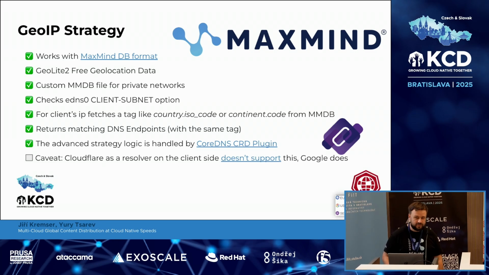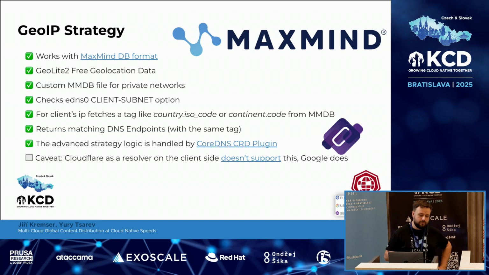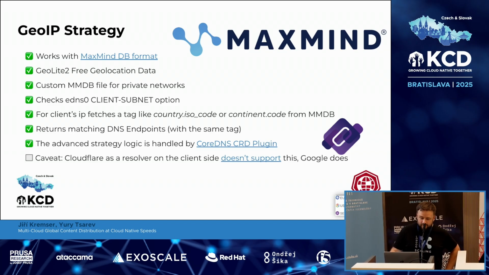GeoIP is the most advanced strategy, and it works with a database from MaxMind. It's a sparse format optimized for IP lookup, and it returns metadata with geolocation, like where the IP is located. But it needs to be updated because IPs are rotated, right? And it works with something called the EDNS 0 client subnet option.